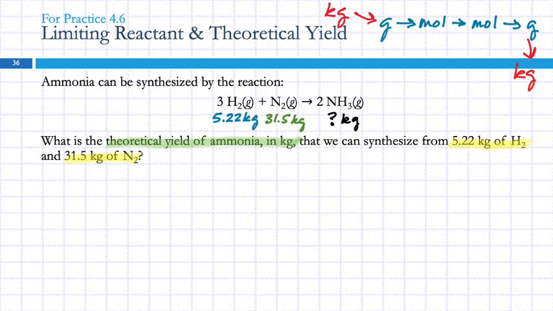So I've got 2 calculations here. I'm going to do one way on each. So on the first one, we're going to go ahead and convert from kilograms to grams. So grams to moles to moles to grams. So I have 5.22 kilograms of hydrogen. What does kilo stand for? Times 10 to the 3.